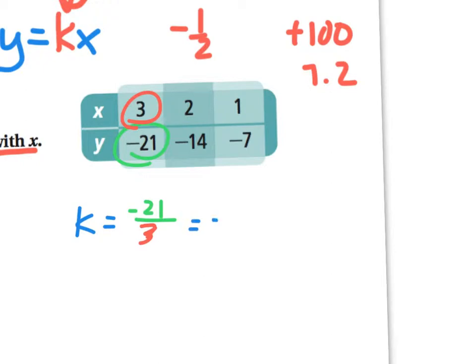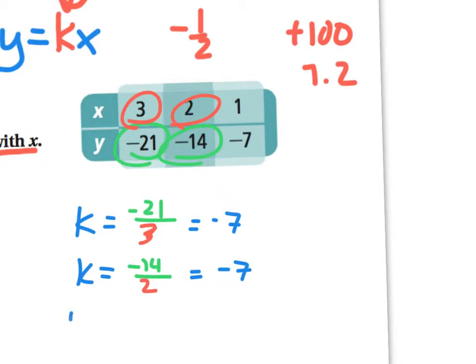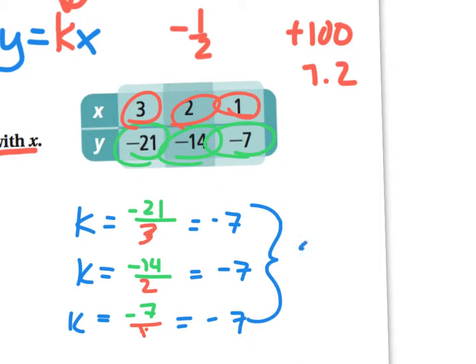Here I get -7. Yay. Now let me repeat that process. K is equal to, this time I'm going to take the second one, -14, and I'm going to divide it by that second x. And in this case I get -7. So far so good. I'm not done. Now I'm going to test it one more time because that's all the data I have. Here's my -7, and I'm going to divide it by the 1 there. Oh, lo and behold, since all of these are the same, that's my k.